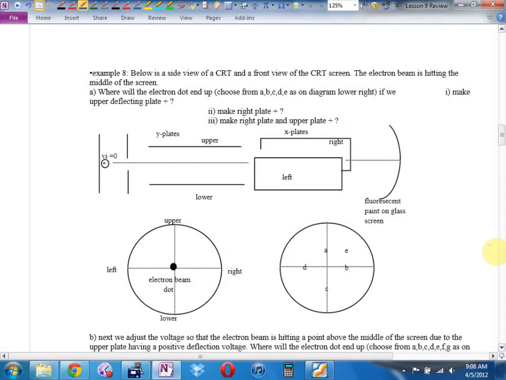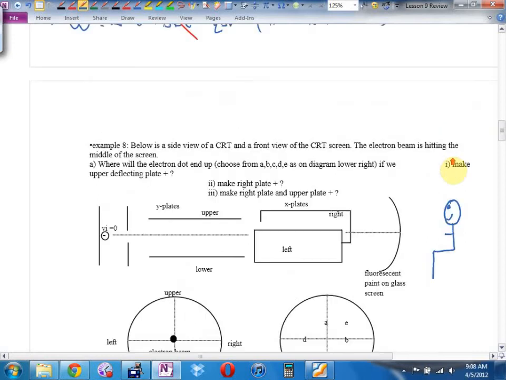We talked last day about the cathode ray tube, how a television worked. So below is a side view of a cathode ray tube and a front view of the screen. You need to imagine that you are sitting right there observing the TV. Yes? Am I wrong?